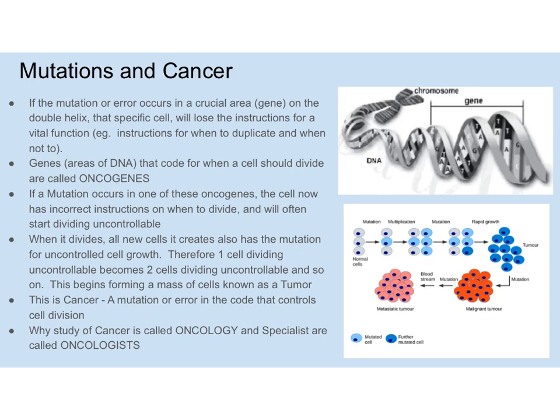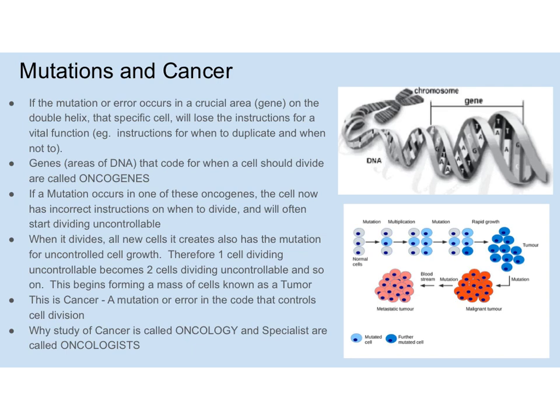So if the mutation or error occurs in a crucial area, what we call crucial errors, these are genes. Genes are like a specific set of instructions. We have a gene for hair color, a gene for eye color, a gene for temperament, a gene for how to grow leg bones, a gene for how to grow hair. So if the error occurs in a crucial gene on the double helix, that specific cell will lose instructions for a vital function.